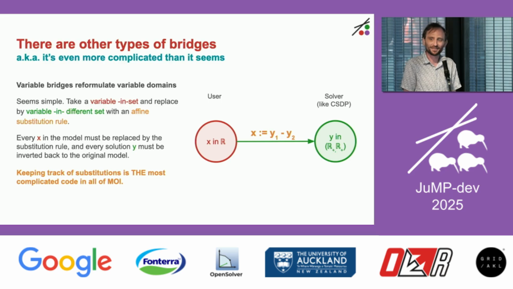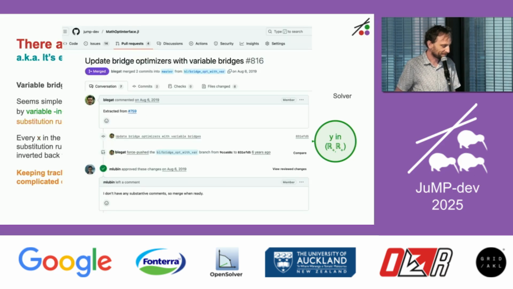This is some of the most complicated code in all of MOI, working out where to do these substitutions, keeping track of them, and then making sure we get the solution from the solver and the duals back to the user in the right form. And Benoit added this code in 2019 in a very long PR. And Miles quickly read it and said, I don't have any comments, looks good.